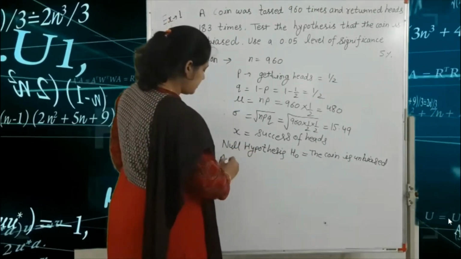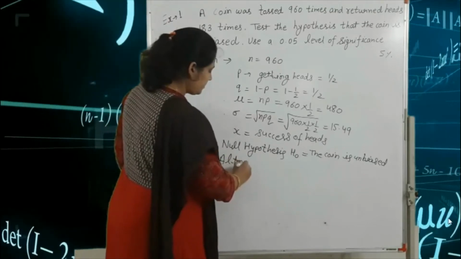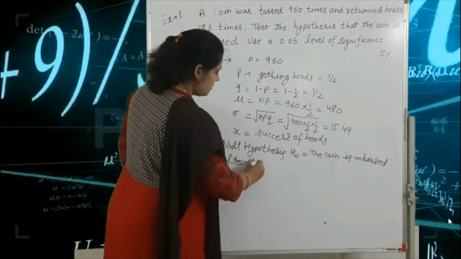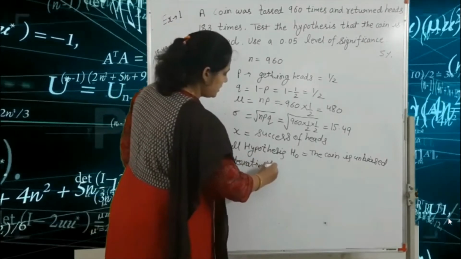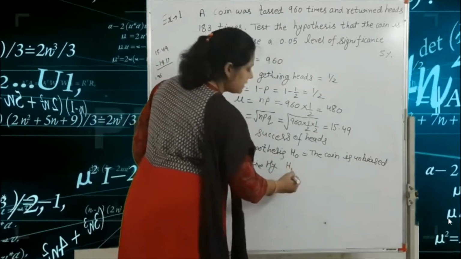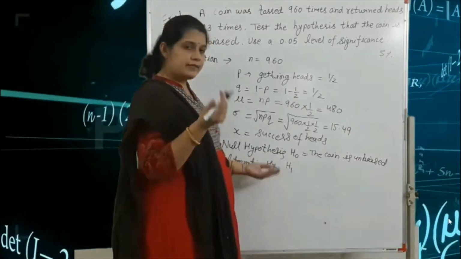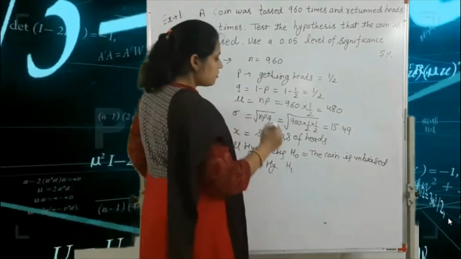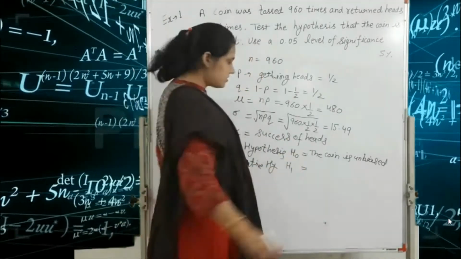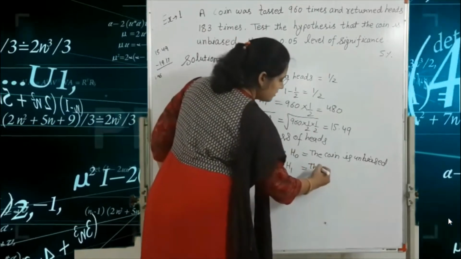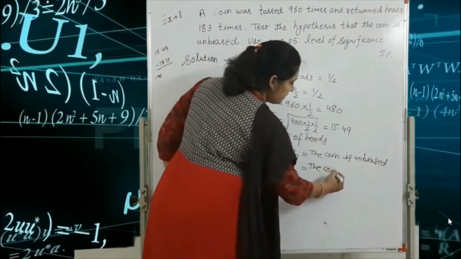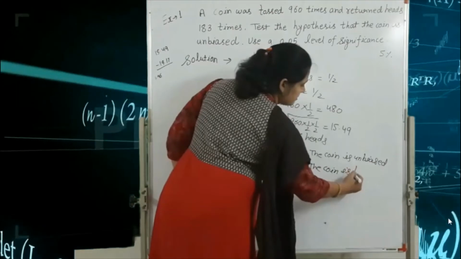Okay. So the second point is the alternative hypothesis. So we write here alternative hypothesis, H1 or H suffix A. We write here H1 or HA. So the alternative hypothesis is what? The alternative hypothesis is the coin is biased.